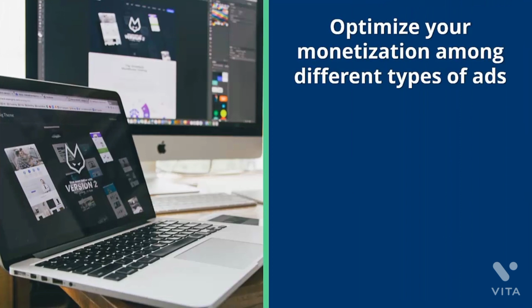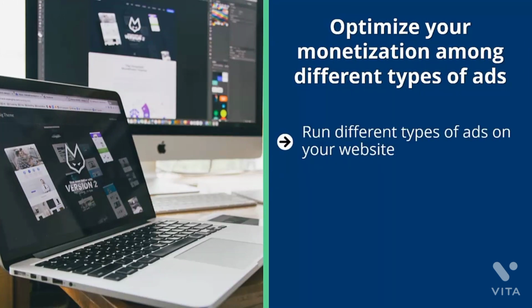Optimize your monetization among different types of ads. Run different types of ads on your website. I'm talking about text links, email submission forms, graphical banners, graphical ads that are made up of only text, and native ads. Test all of these through your website and pick out the type of ad that gets the most conversions. Again, I'm not talking about getting the most clicks. I'm talking about sales or email submissions here.